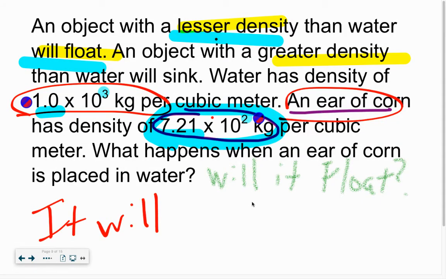It will float. If it says to justify your answer, that's where you're just going to explain that the ear of corn's density is lighter, or less than water's density, therefore it will float. But since it doesn't say to, that's all we need.